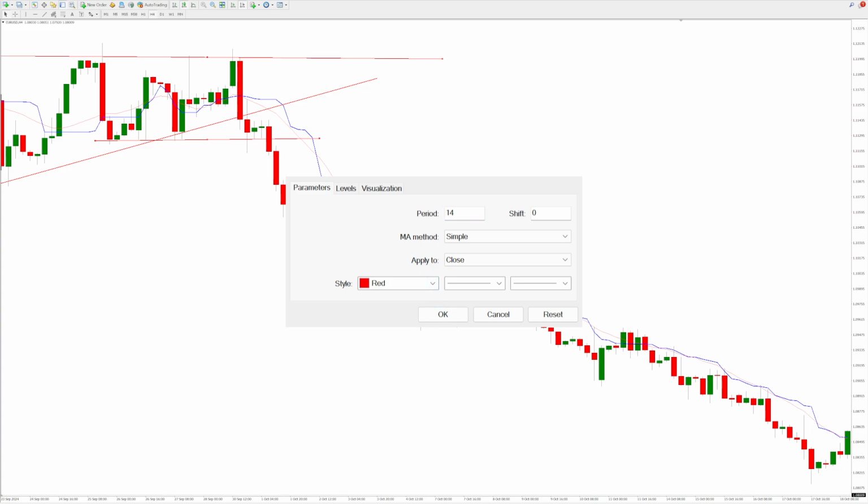I'll just change the color. Should change it to something so you can see it. Let's just make it that color. No, that's... make it slightly thicker.